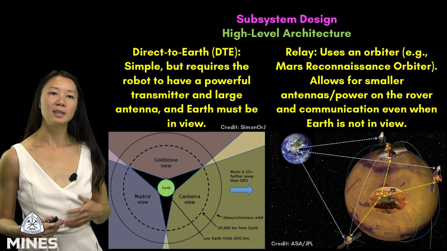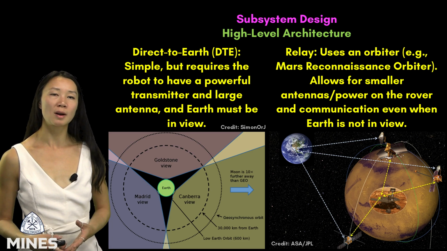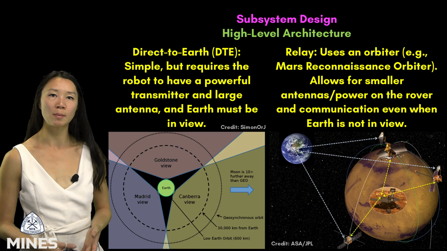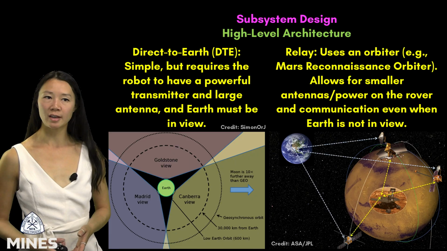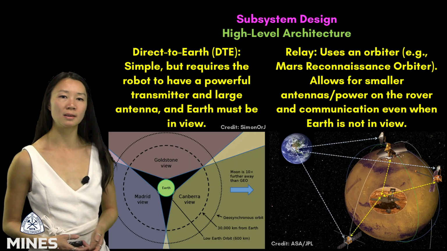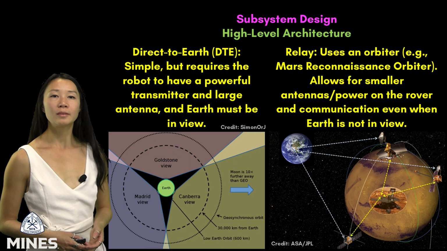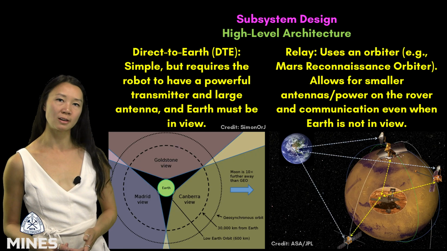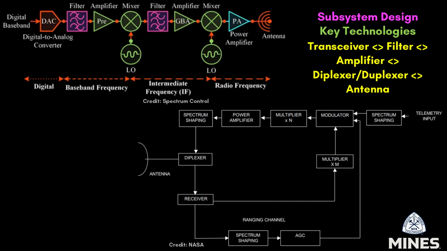For example, the Mars exploration rovers Spirit and Opportunity returned over 90% of their data using this relay method. A disadvantage is that you are completely dependent on that relay asset. If the orbiter isn't there, or if it fails, you lose your primary communication path. Once you have defined the high-level communications architecture, you can design communication subsystem components on board a space robot.